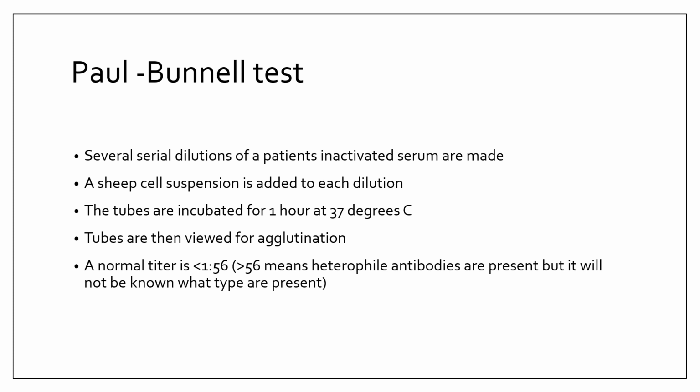Any titer above 56 means that heterophile antibodies are present, but it's not going to tell us which type of heterophile antibody is present.